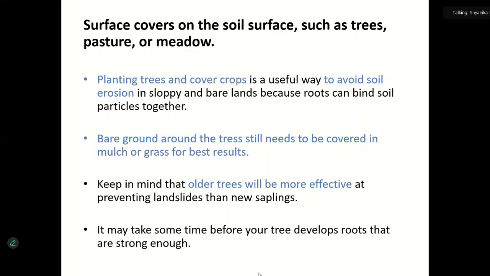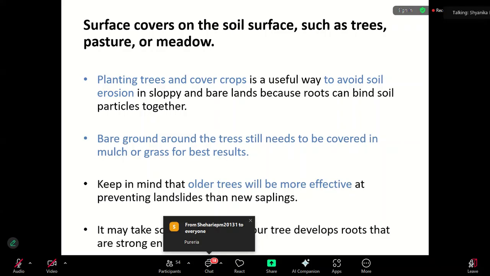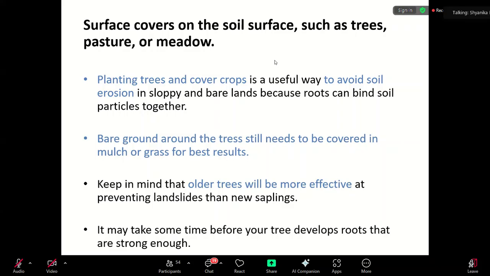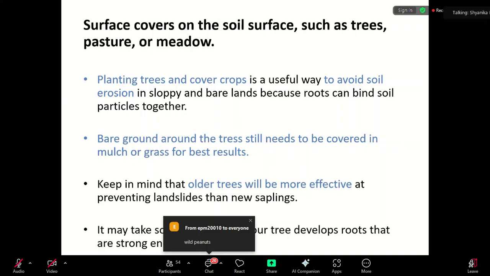Please put your answer into the chat box. What are the different cover crops we use in different cultivations? Right. For the rubber plantations, it's pueraria. Good. That is correct. So in other agricultural lands also we can practice the same. So we can use surface runners for this purpose.